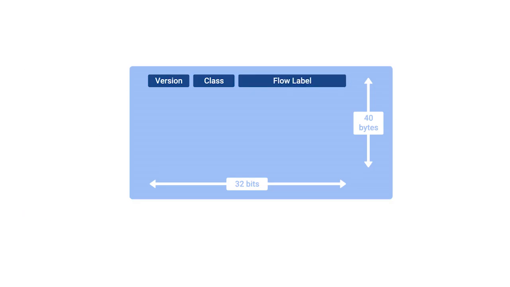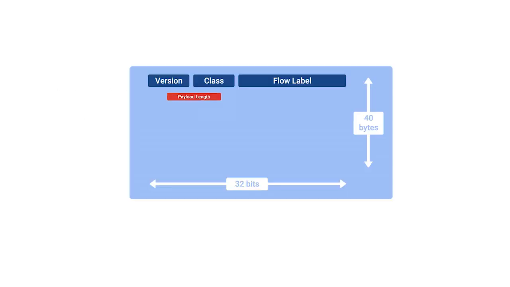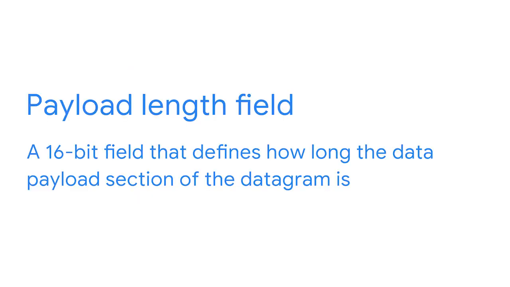The next field is the flow label field. This is a 20-bit field that's used in conjunction with the traffic class field for routers to make decisions about the quality of service level for a specific datagram. Next, you have the payload length field. This is a 16-bit field that defines how long the data payload section of the datagram is.